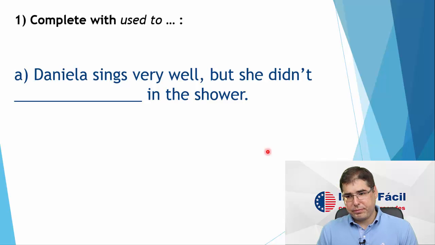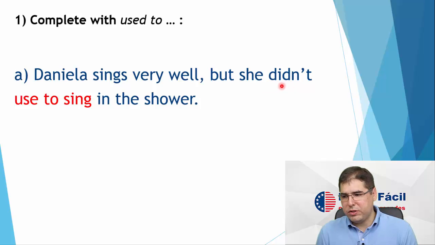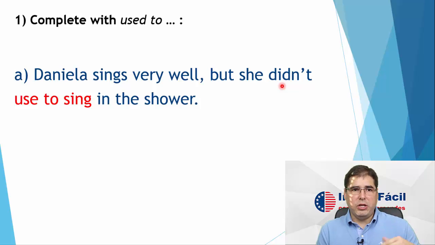Now, letter A. Daniela sings very well, but she didn't in the shower. She didn't used to sing. She didn't used to sing in the shower, right? Remember, we have to adapt the verb to use because we are already using the negative form with the auxiliary verb did, right? So didn't used to sing. Do you guys remember we don't have any difference in the pronunciation, right? I used to sing, Daniela didn't use to sing, okay? The pronunciation with ed in the end of the word, of the verb, has no difference, okay? With or without it, okay?